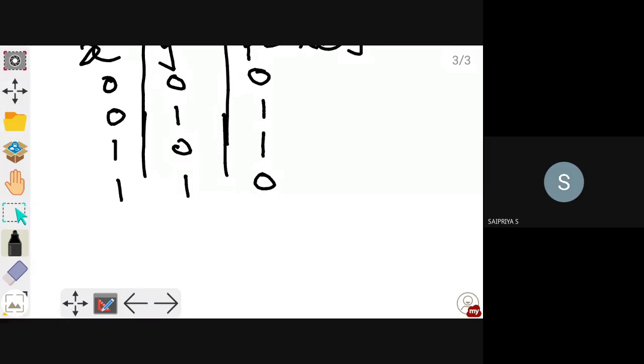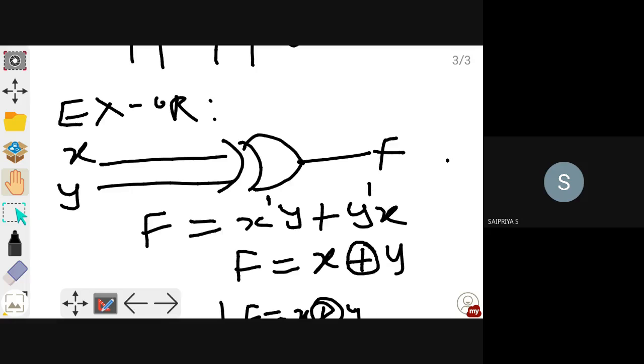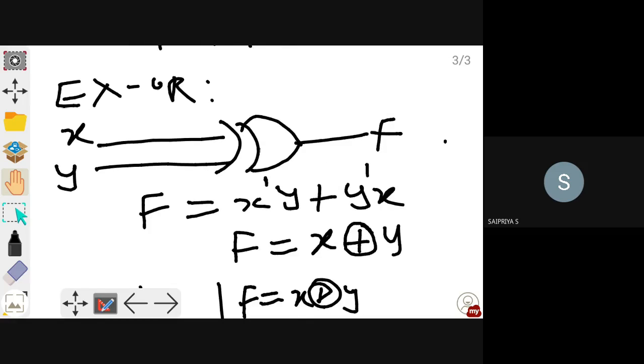So if both the variables' values are the same, you get the 0 value, and the rest will be 1 value. So this is the XOR gate. The XOR gate can be drawn like this. And f is equal to x bar y plus y bar x. That is, x should be 0 and y should be 1, or else y should be 0 and x should be 1.